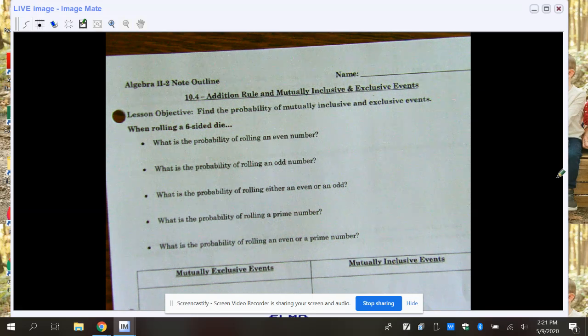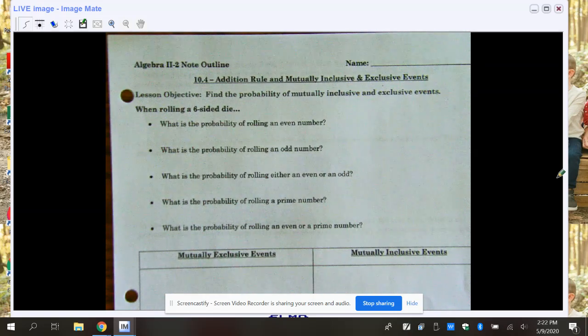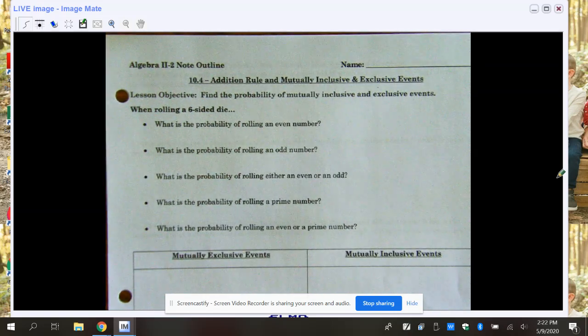All right. And so we're going to look at some of the keywords again that you want to look for, because now it's up to you guys on whether or not you multiply or add to figure out the actual probability of different events happening.